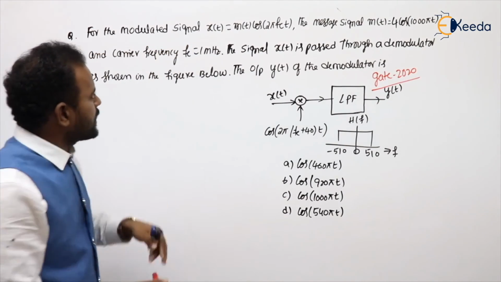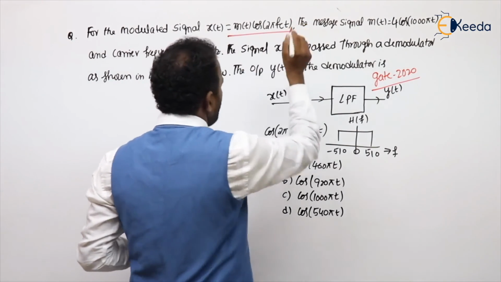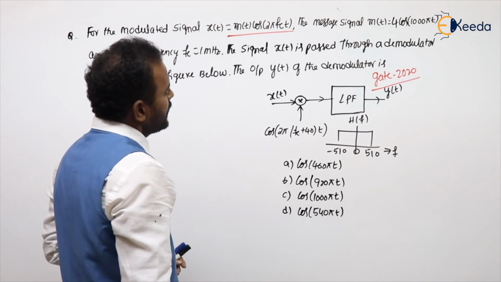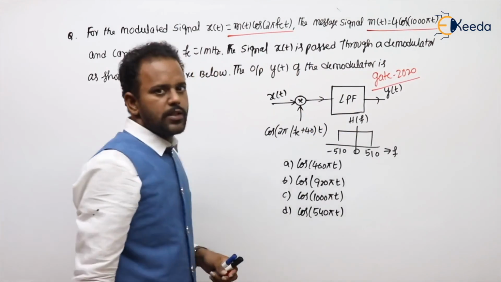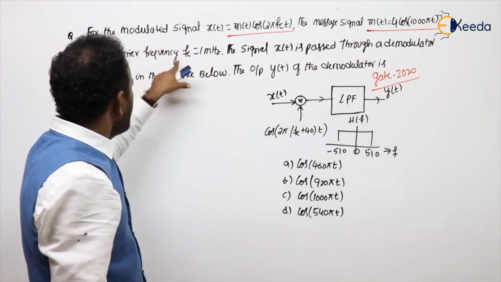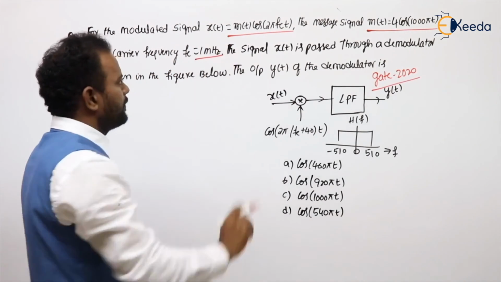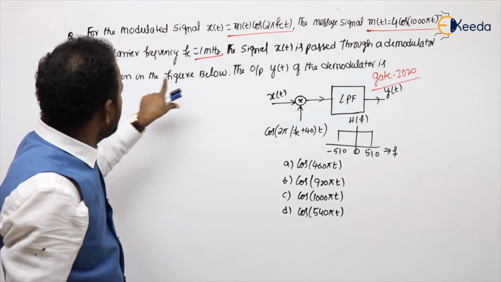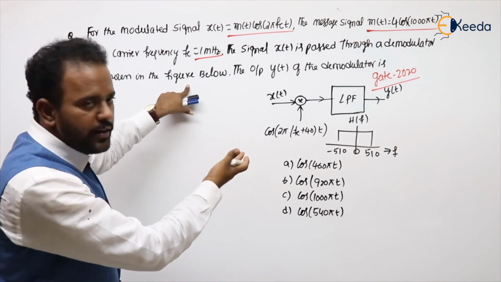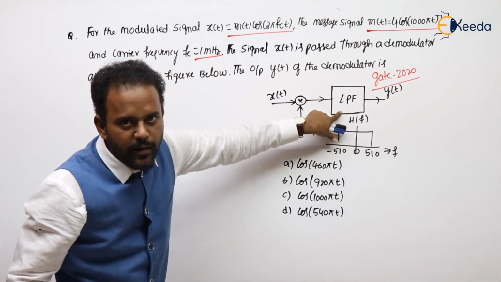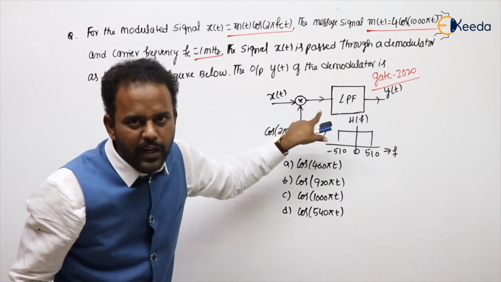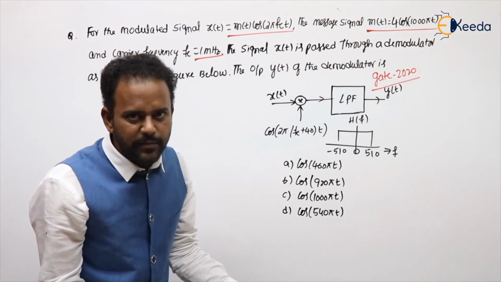See another problem from GATE 2020 in analog communication. For the modulated signal x of t equal to m of t cos omega ct, the message signal m of t is given as 4 cos 1000 pi t, and the carrier frequency fc is given as 1 mega. The signal is passed through a demodulator shown in the figure. If you see the figure, what is that? Multiplier followed by low pass filter. Multiplier followed by low pass filter is a synchronous detector.